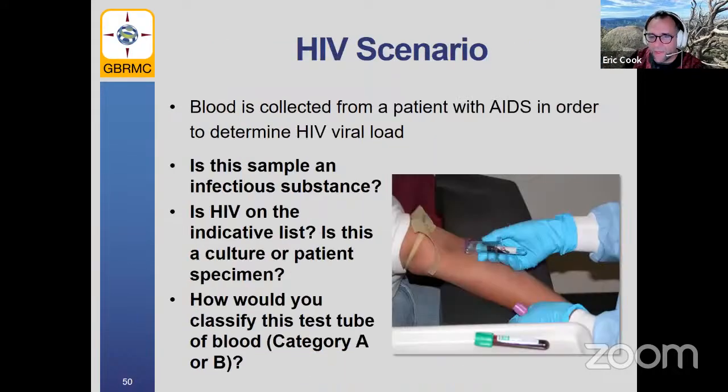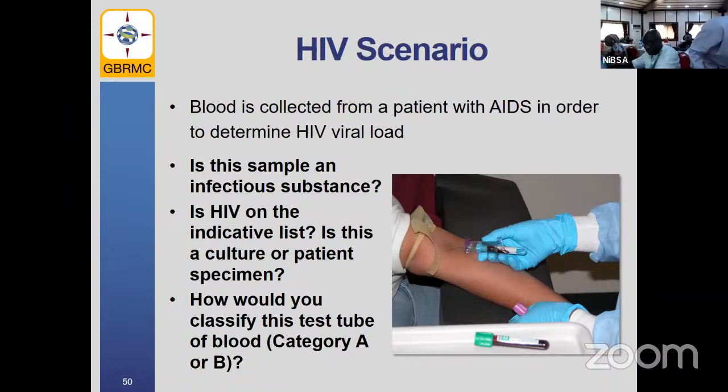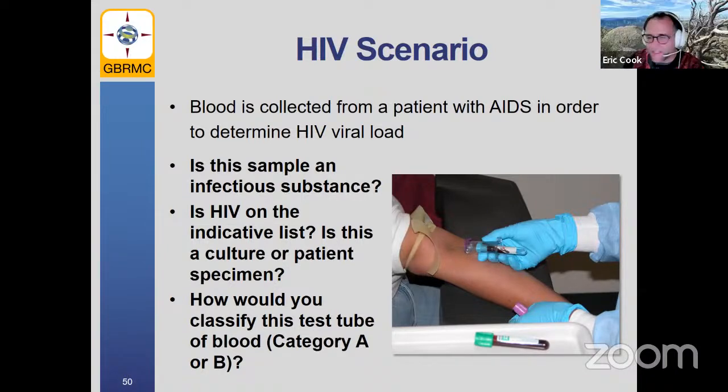All right, let's do another scenario. We have blood that we're collecting from a patient with AIDS, and we're going to determine HIV viral load. So what do you guys think? Is this A or B? You want to use your cards: hold up your card and put a B if you think it's category B, put an A if you think it's category A.